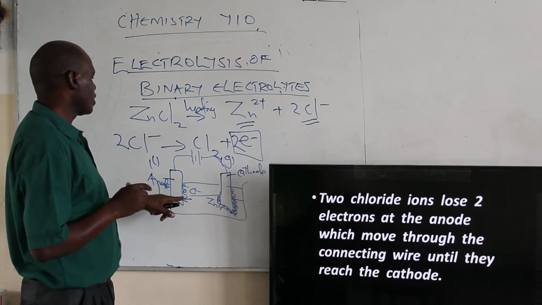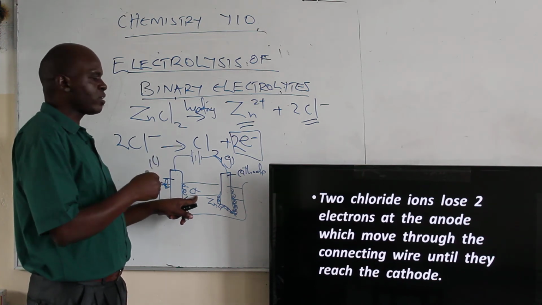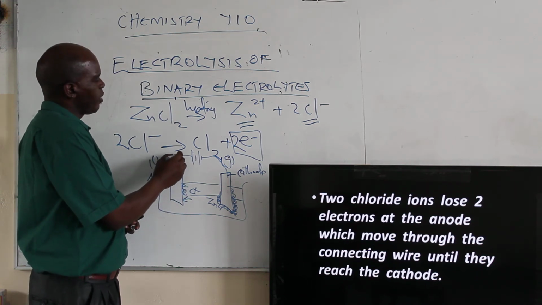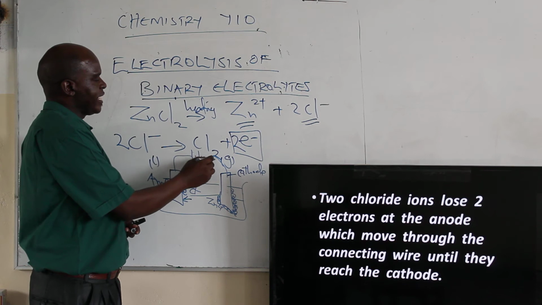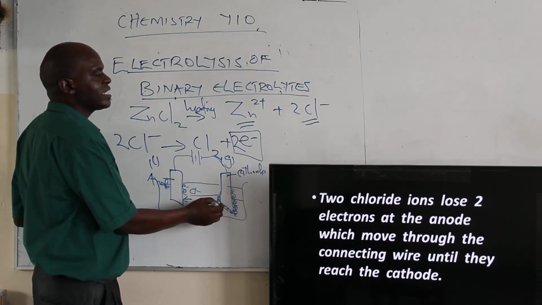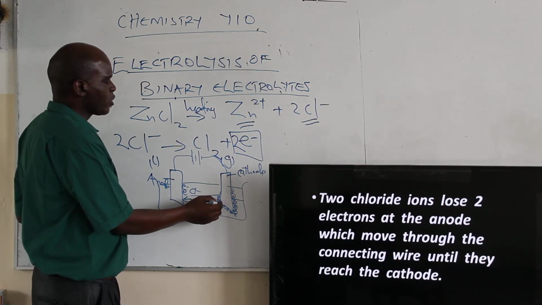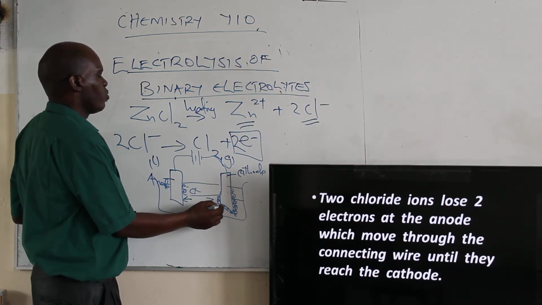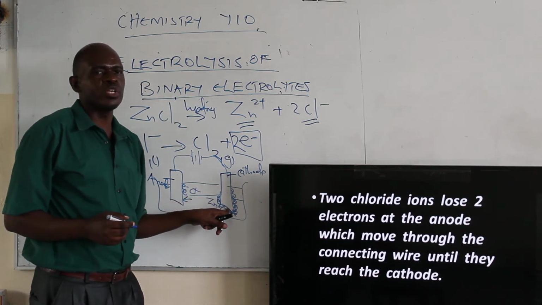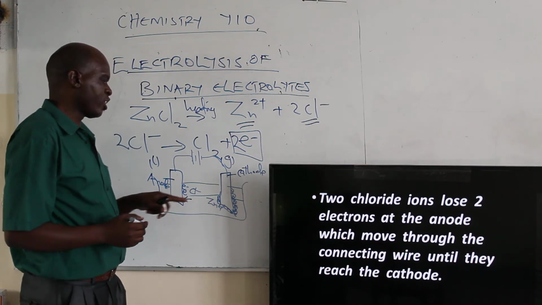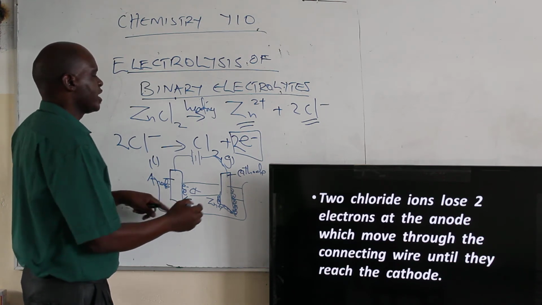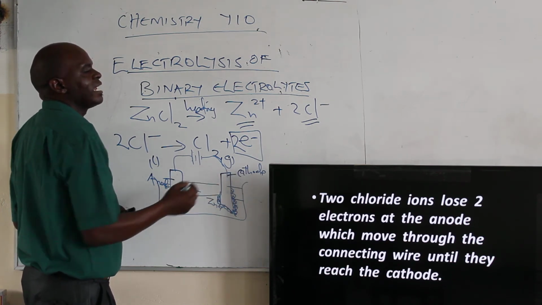This happened because the chloride ions were able to give out electrons at the anode. The electrons went through the connecting wire and then accumulated around the cathode, making the cathode slightly negative, and therefore, because they are negative, the zinc ions will now acquire these 2 electrons, depositing a gray solid of zinc. At the end of it all, we have chlorine gas being formed at the anode and we have zinc metal being formed at the cathode.